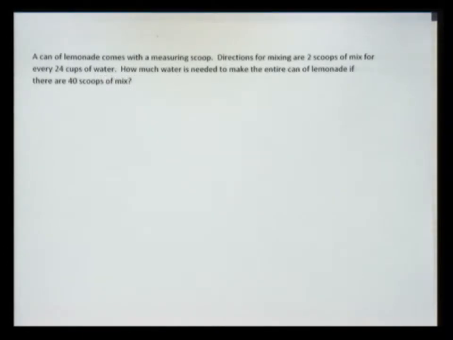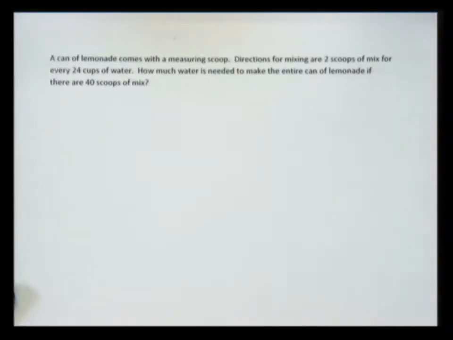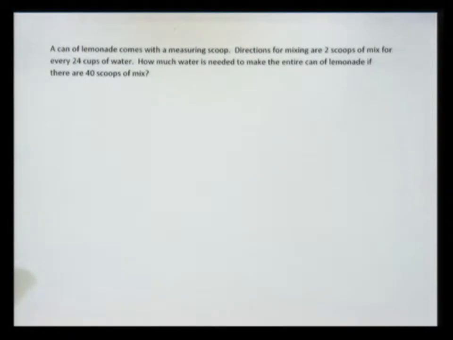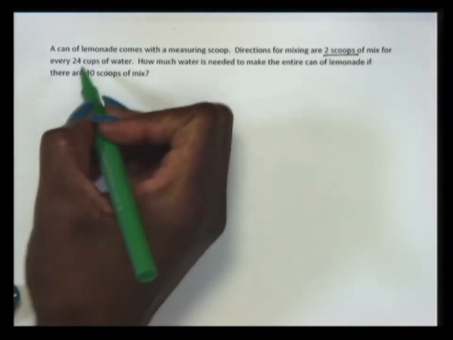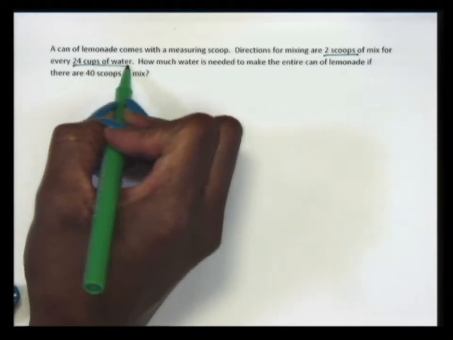Our next example is a word problem that we'll actually have to set up. Here we're told that a can of lemonade comes with a measuring scoop. Directions for mixing are 2 scoops of mix for every 24 cups of water. How much water will be needed to make the entire can of lemonade if there are 40 scoops of mix? For this problem, we have 2 scoops of mix requires 24 cups of water.